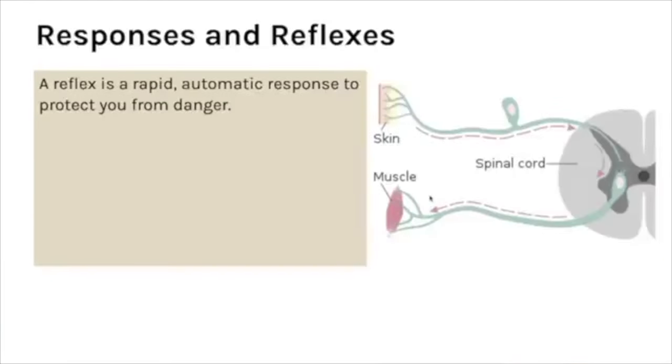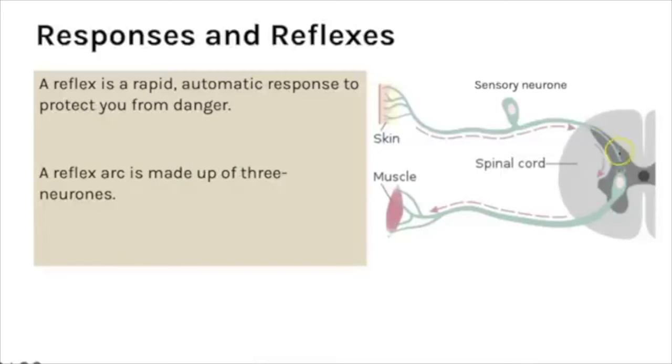Now a reflex is an example of a rapid automatic response to protect animals from danger. A reflex arc is made up of 3 neurons, and that would be the sensory neuron. We'd then have the relay neuron and the motor neuron. So it's only 3 neurons. That means you're only going to have 2 synapses, and that is one of the reasons why it's such a rapid response.